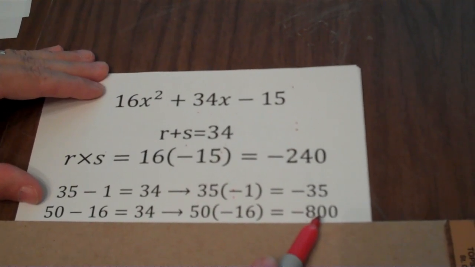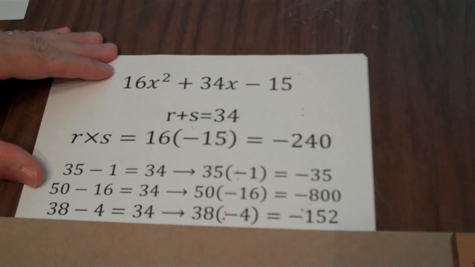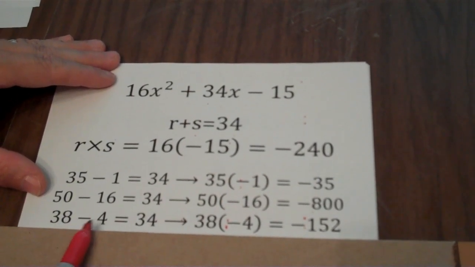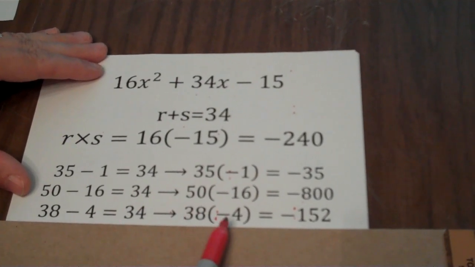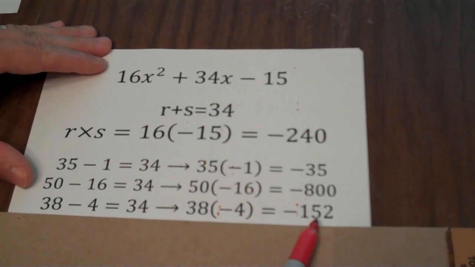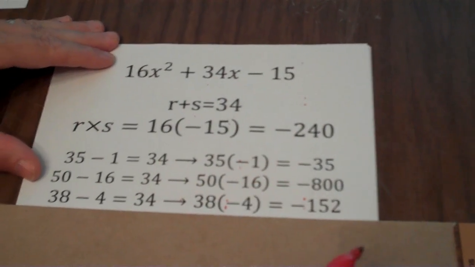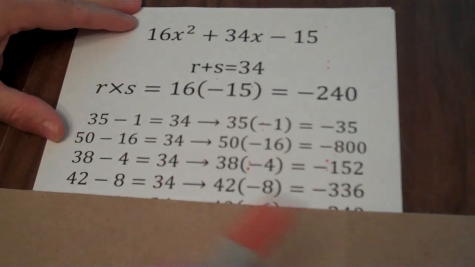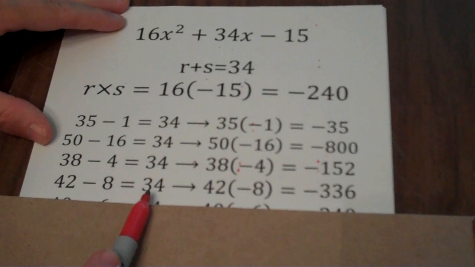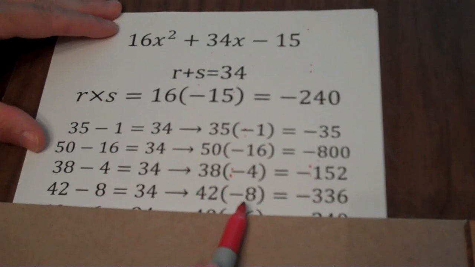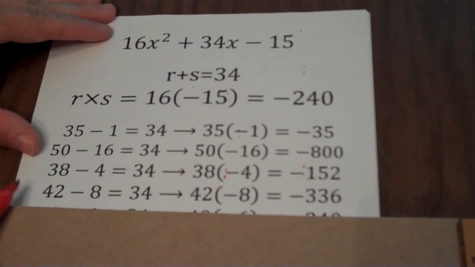So let's try something that's smaller than 50 and yet bigger than 35. In this case, I've chosen to try 38. 38 minus 4 would give me the 34 that I need for the sum. Let's multiply the 38 times the negative 4. That gives me negative 152. I'm closer, but I'm still not quite up to negative 240. So let's pick a larger number here. Let's pick 42. 42 minus 8 would still give me my 34 that I need. The product of 42 and negative 8 gives me negative 336. A little too big. So now I need to go smaller.